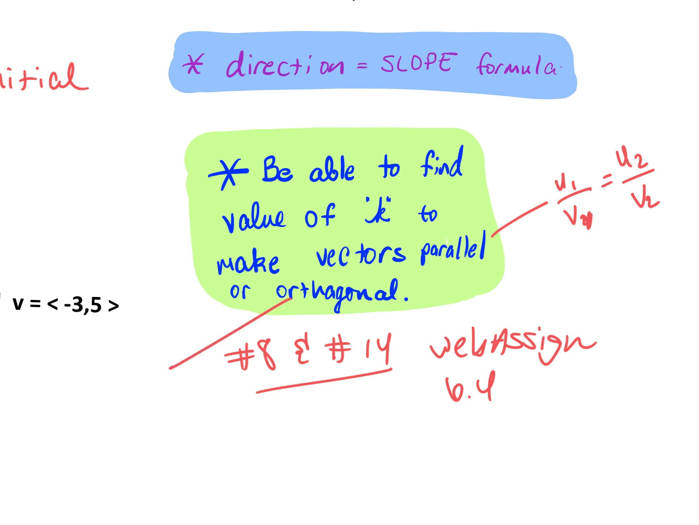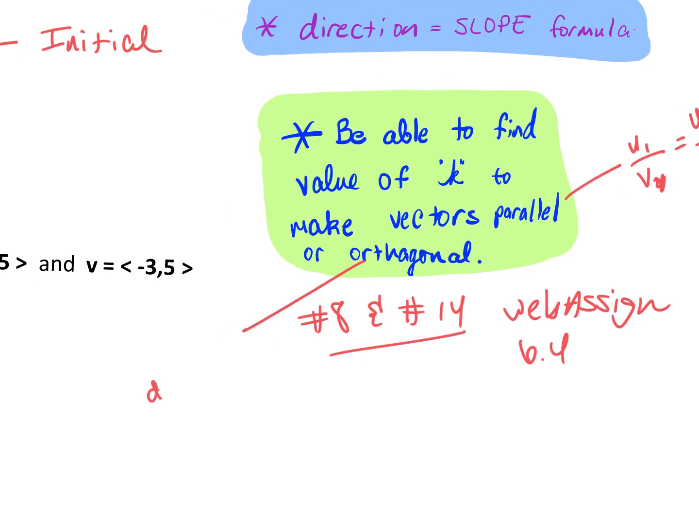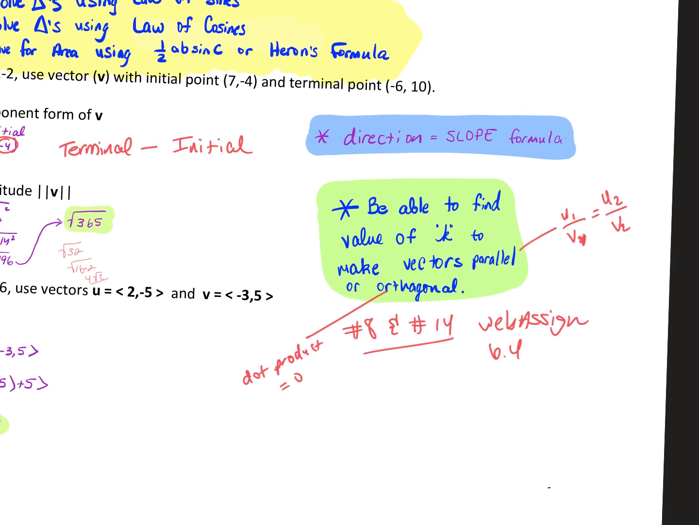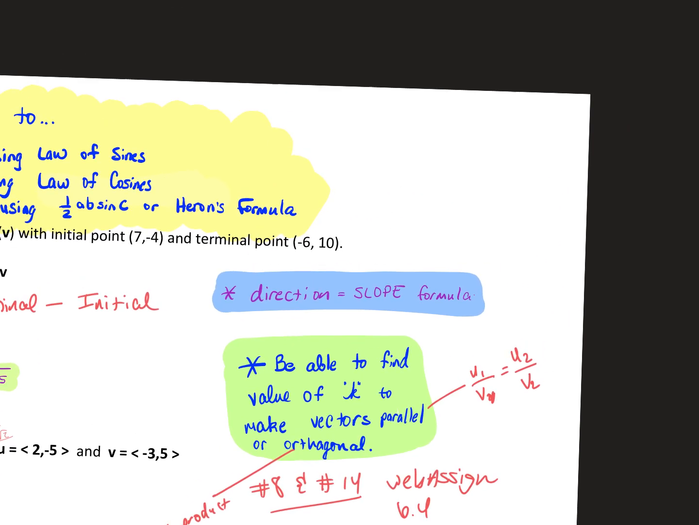Remember what makes vectors orthogonal? If the dot product is what? Is 0. Good. You guys need to be able to do that. How do you show if vectors are equivalent?